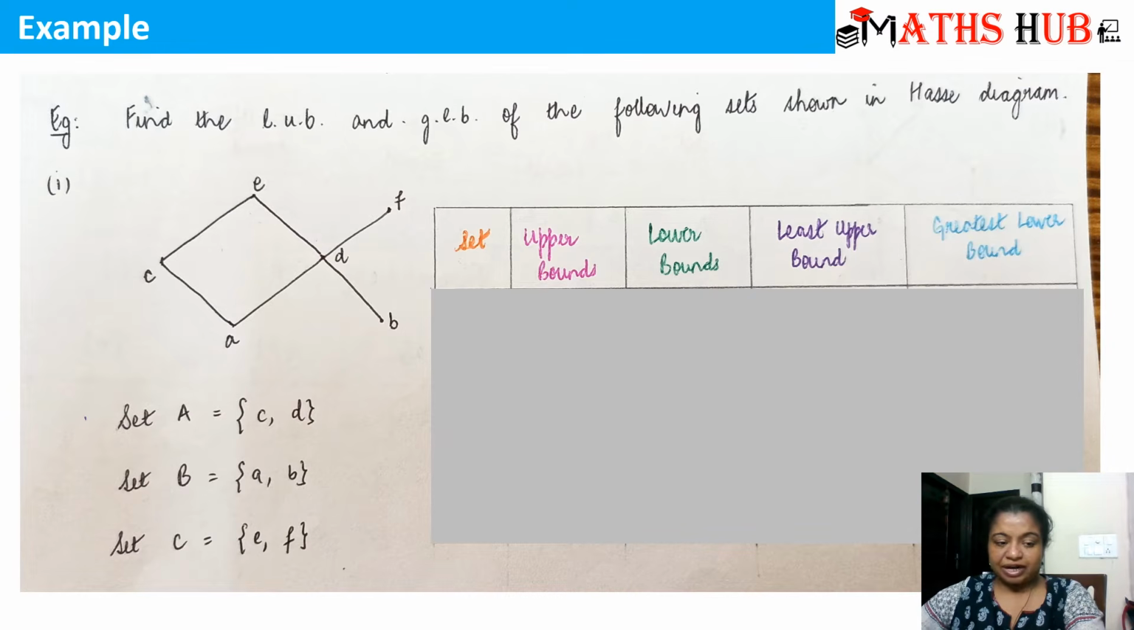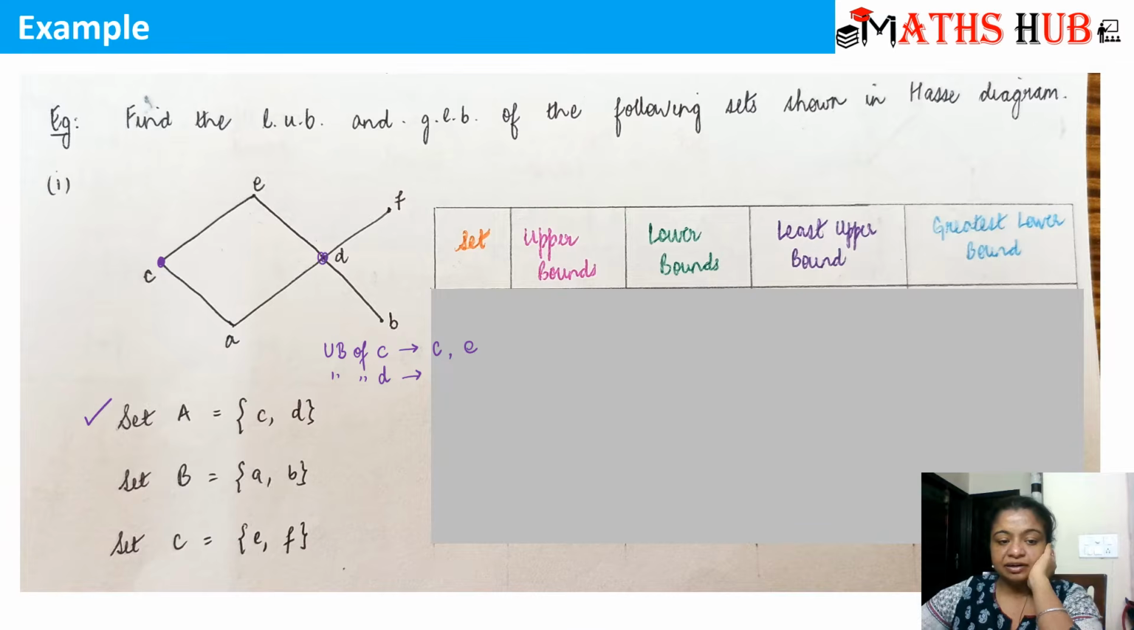So let us try for the first set, that is set A, which contains c and d. So now let us talk about the upper bounds of this set. So to calculate the upper bounds of this set, what are the upper bounds of c? You can clearly see that the upper bounds of c are c and e. Now who are the upper bounds of the element d?